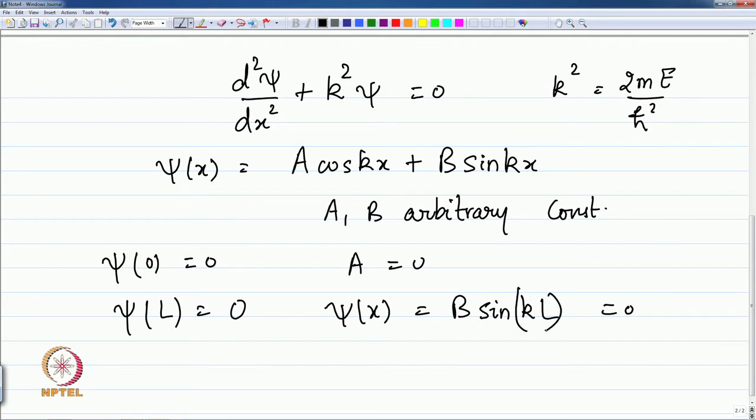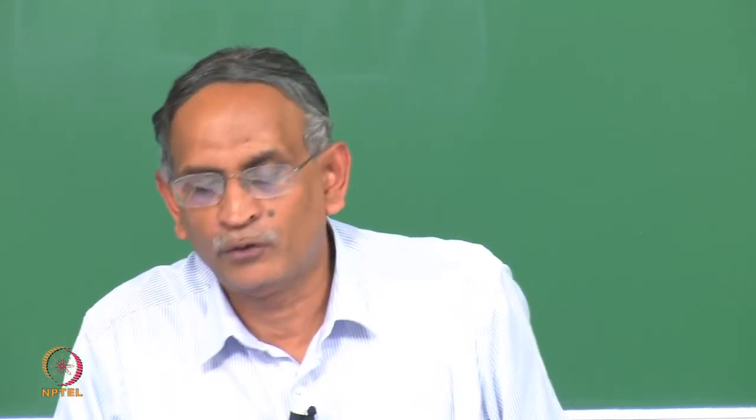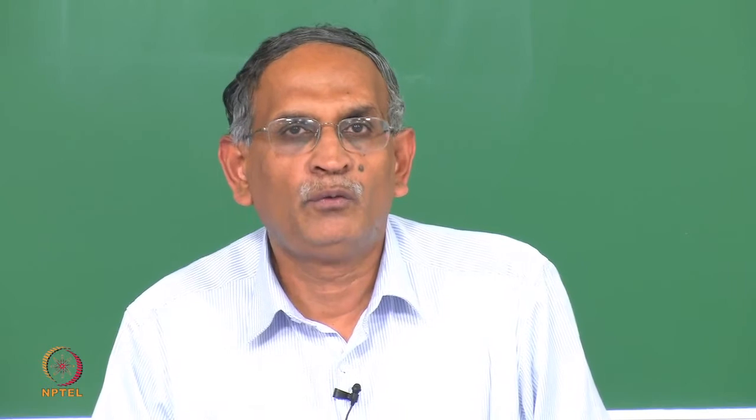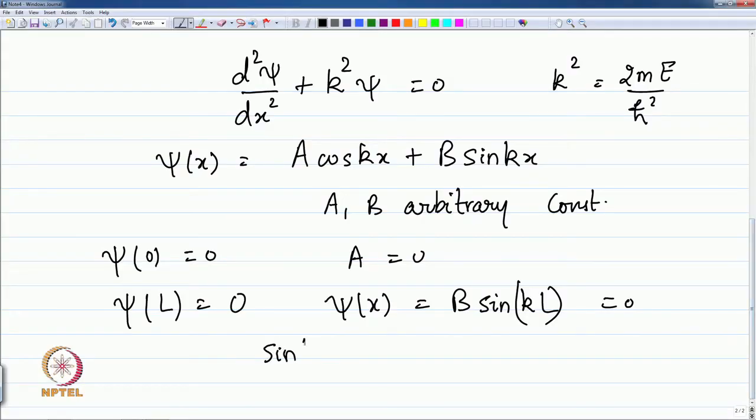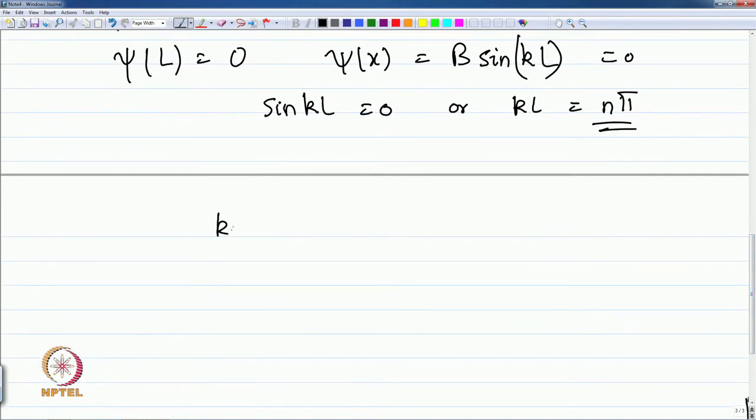We do not want b to be 0, because if a and b are 0, that is anyway a trivial solution for any such differential equation, and does not give you anything of interest. There is no interpretation. Therefore, we consider a non-trivial solution with b not equal to 0, which means sin kL has to be 0, or kL has to be an integer times pi. kL is equal to n pi, and obviously we do not want n equal to 0, which is also the case of triviality, so n is equal to 1, 2, 3 etc. integers. Please remember k is equal to n pi by L.